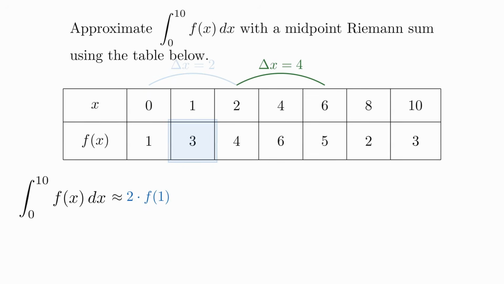So we go from 2 to 6, our delta x is 4. We're going to find the height at the average of 2 and 6, which is 4. So we're finding our height at f of 4.